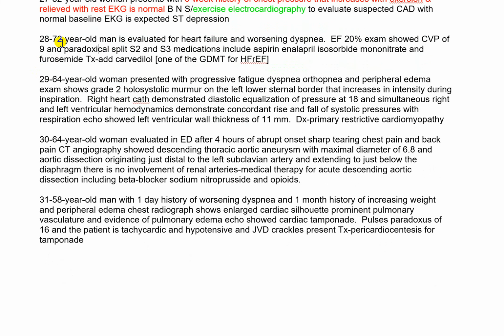Now we have an old man with heart failure and worsening dyspnea. EF 20%, showed CVP of 9 and paradoxical split of S2 and S3. Medications are aspirin, enalapril, isosorbide dinitrate, and furosemide. This is very important, you know, GDMT for heart failure. They tell you, what is the patient missing from the GDMT? What is the thing that you need to add?